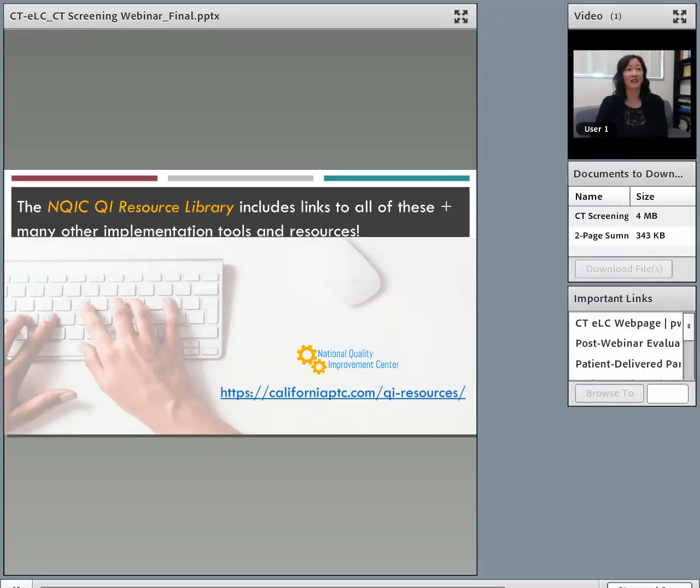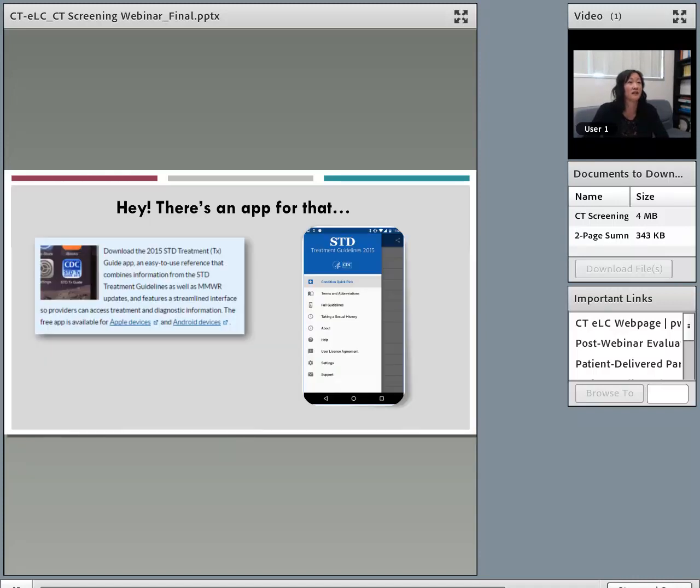Then, of course, we would be remiss if we did not highlight the National Quality Improvement Center, QI Resource Library, the link is here. Many, many other tools. Links to all of these tools are there, of course, and other homegrown tools that are fantastic as well. And there's an app for everything, including for STD treatment guidelines. This app will be updated with the 2020 guidelines next year, but the app is available for both Android and Apple devices for free.